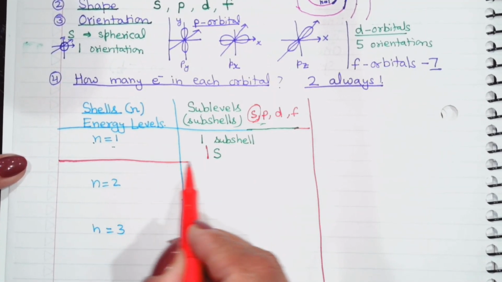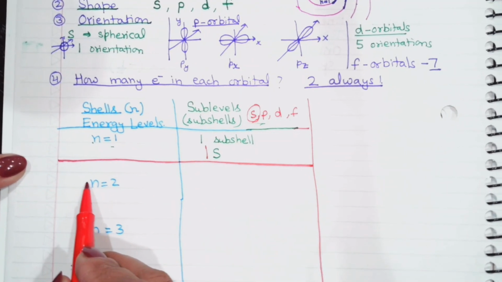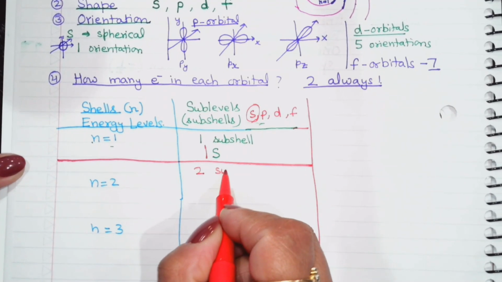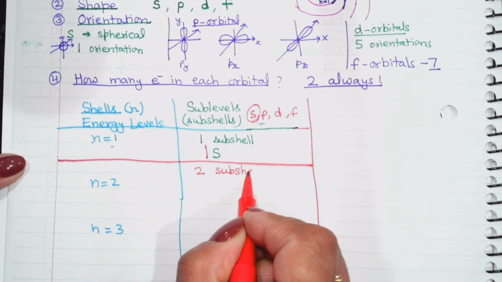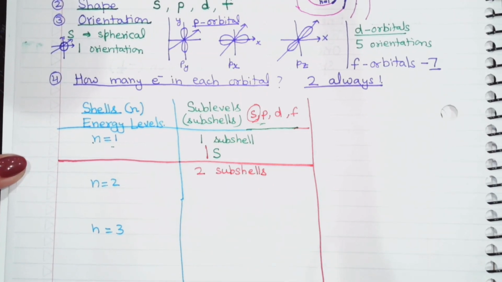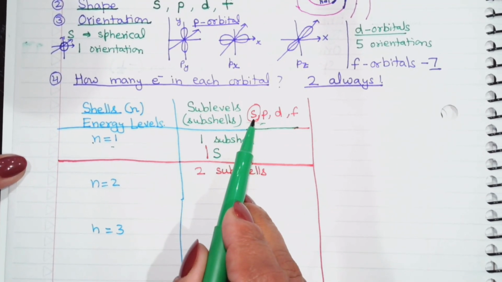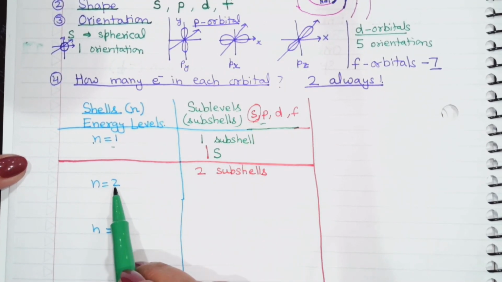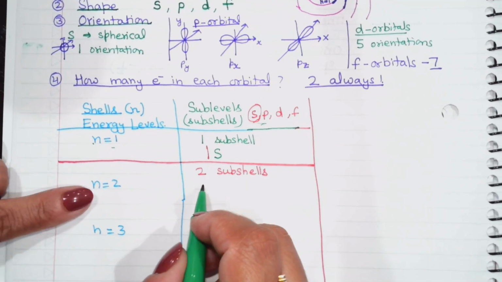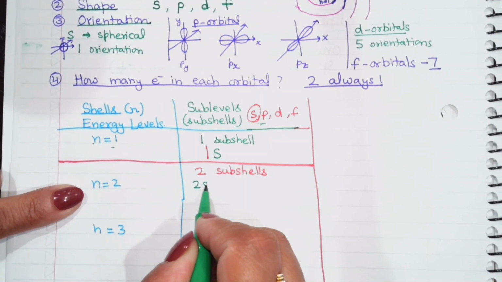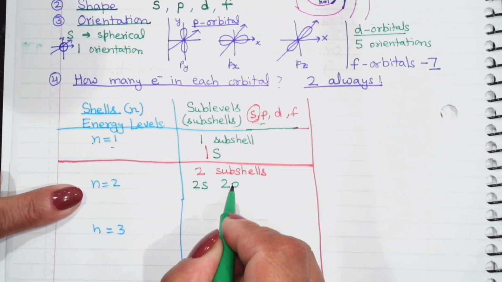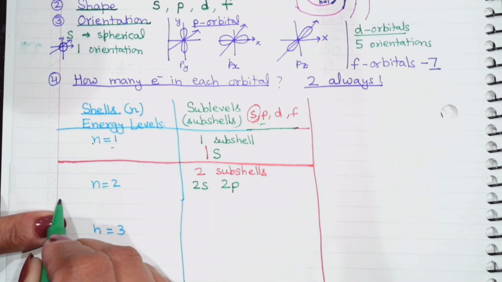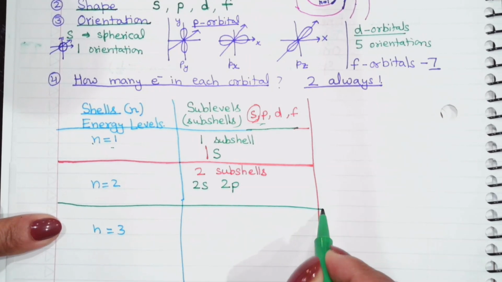So now number 2 energy level, N equals 2, will have 2 subshells, right? Now we have the first subshell S, and then next is P. So N equals 2 has 2S and 2P subshells, right? Then comes N equals 3.